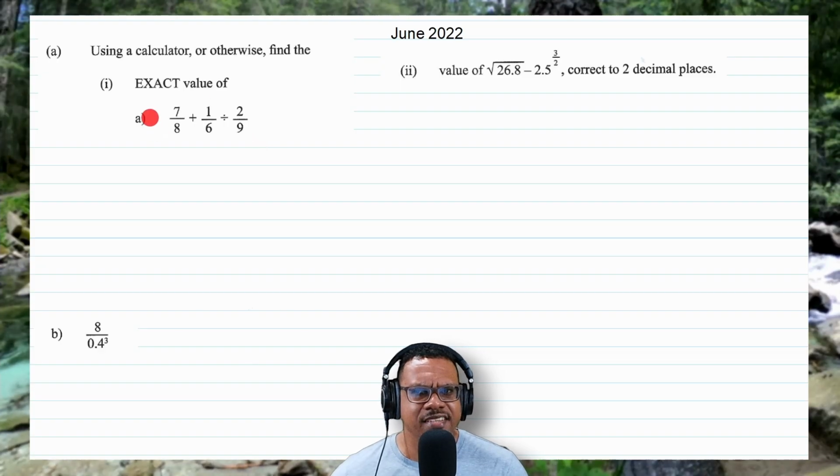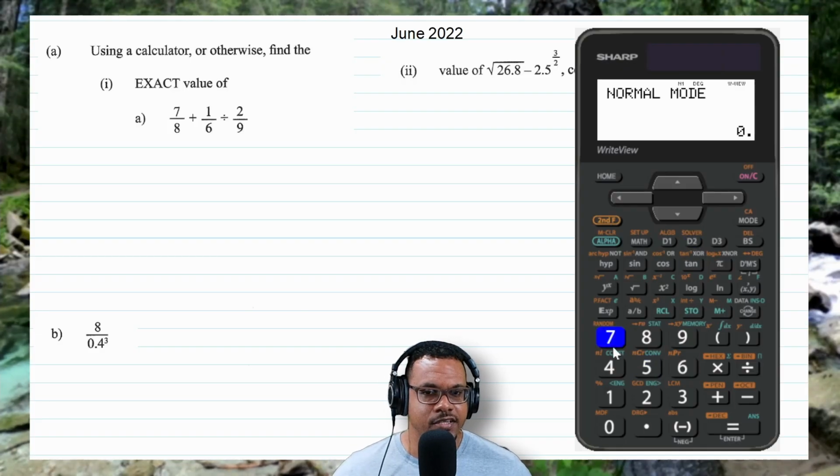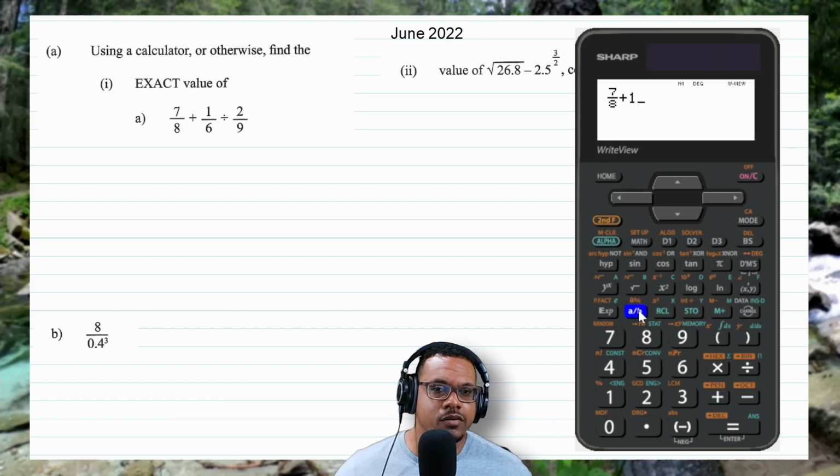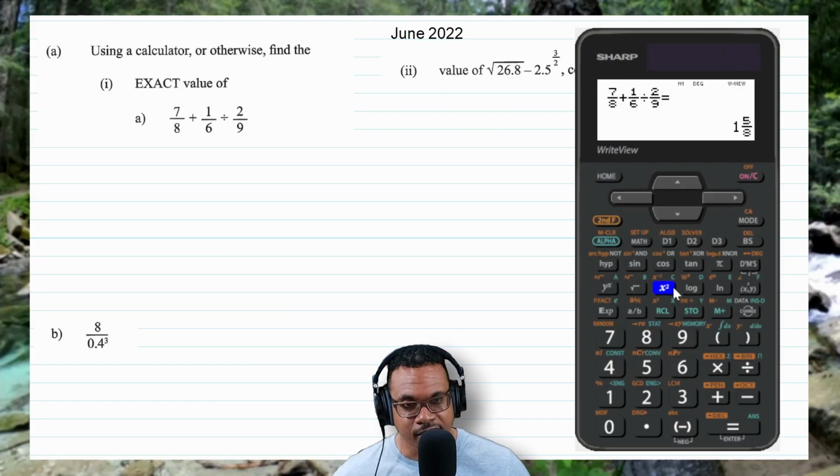Now, we can work this entire thing out on the calculator and I'll demonstrate. So here I have my calculator. First, I'm going to type in 7 over 8. And then we're going to plus 1 over 6. And then we're going to divide it by 2 over 9, equal. So we get 1 and 5 over 8. All right. And that would be our answer.